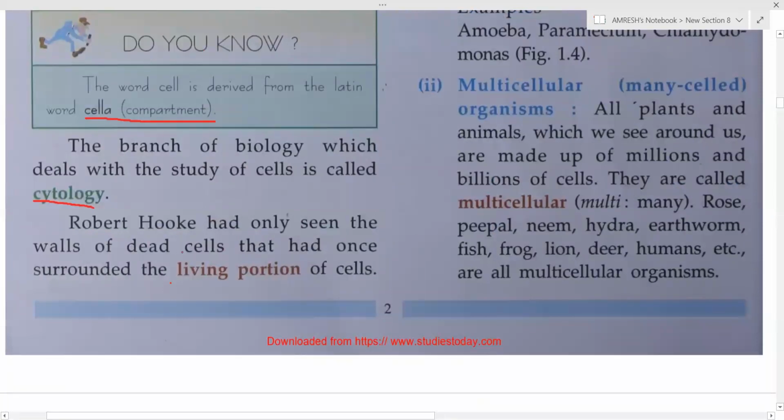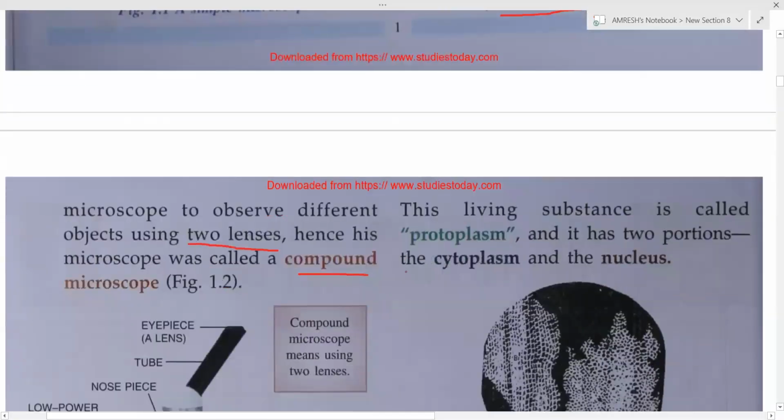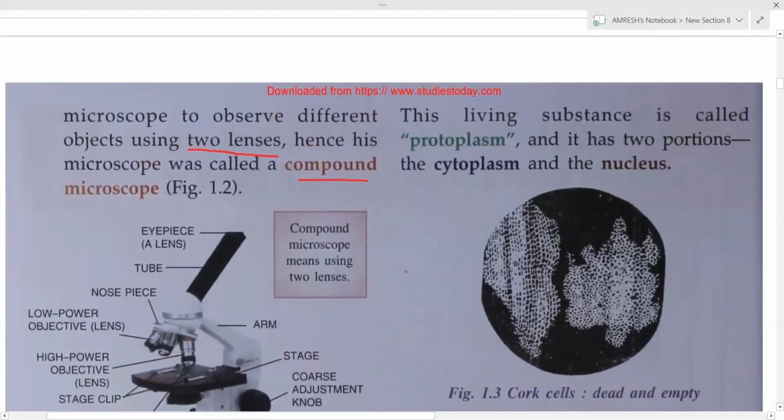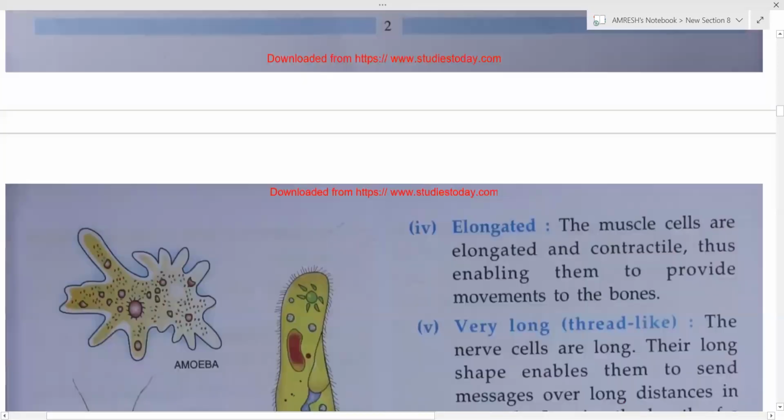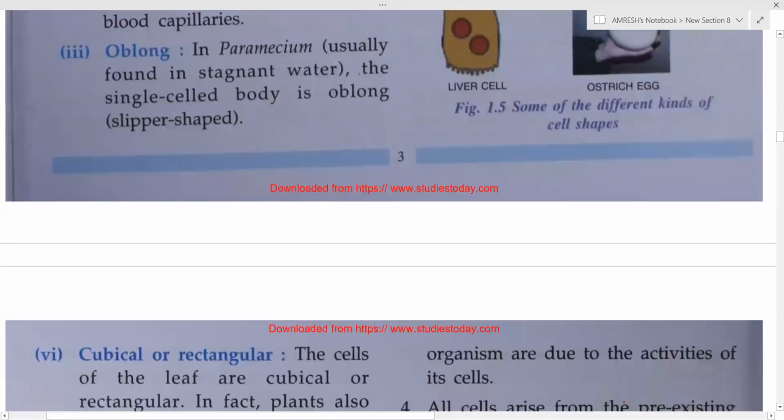Robert Hooke had only seen the walls of dead cells that had once surrounded the living portions of cells. The living portions of cells are called protoplasm. Protoplasm has two portions, cytoplasm and nucleus. These are the new terms that are coming. The dead and empty cells without protoplasm are known as dead cells. Cells with protoplasm are not known as dead cells. Protoplasm means the living substance in a cell.